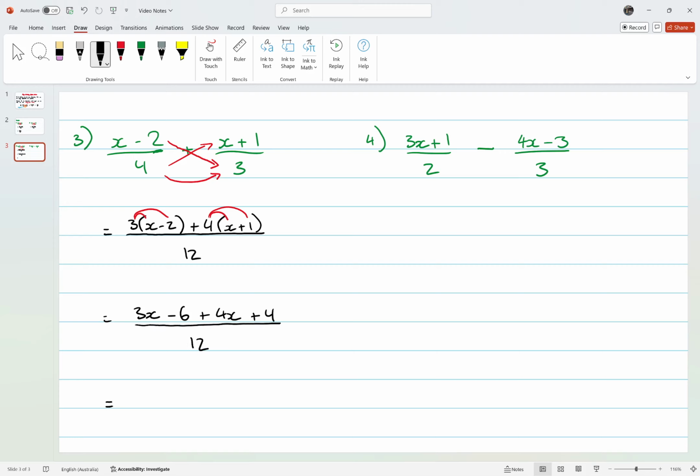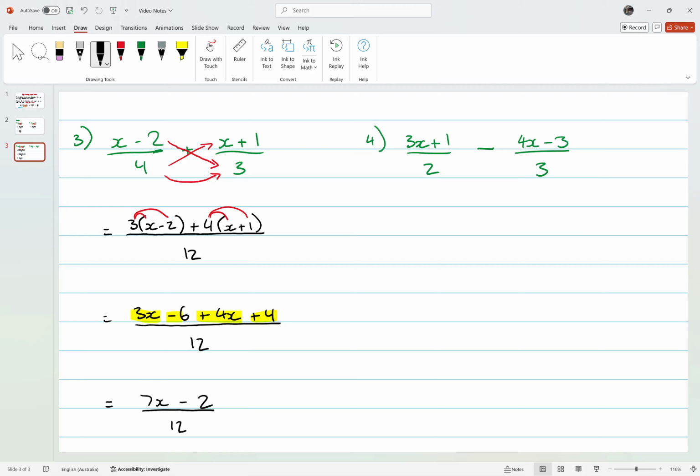Last step was to simplify that numerator. So let's add the like terms. 3x plus 4x is 7x, and then -6 plus 4 is -2, and that's all over 12. Looking at our 3 terms we have left over, 7x, 2, and 12, there are no common factors between each of those numbers, so we can't simplify that any further, and there's our answer.